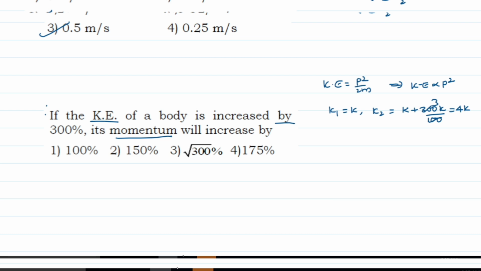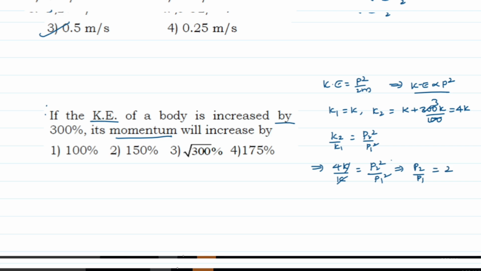Now just take K is directly proportional to P square, and with this I am writing K2 by K1 equals P2 square by P1 square. K2 you have already calculated as 4K, and the initial kinetic energy is K, which equals P2 square by P1 square. So K gets cancelled, then P2 by P1 becomes the square root of 4, which is 2.